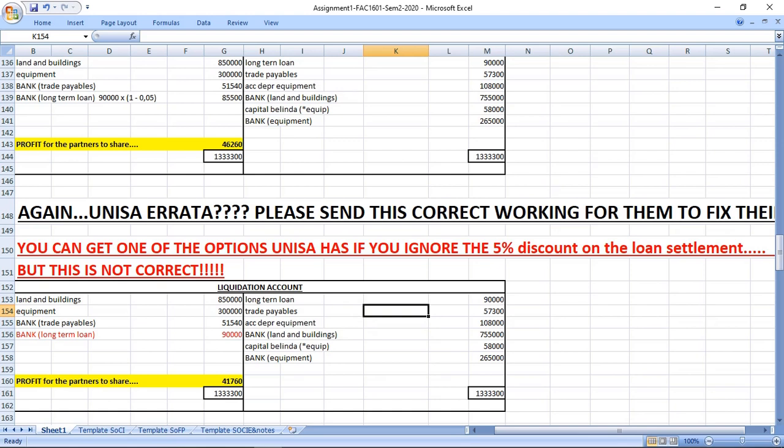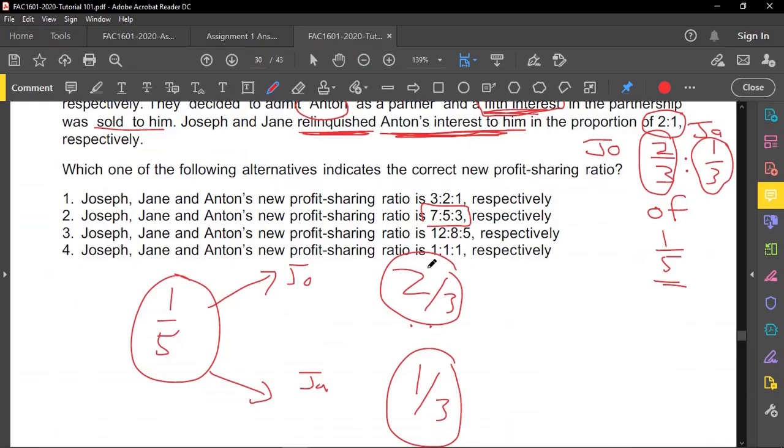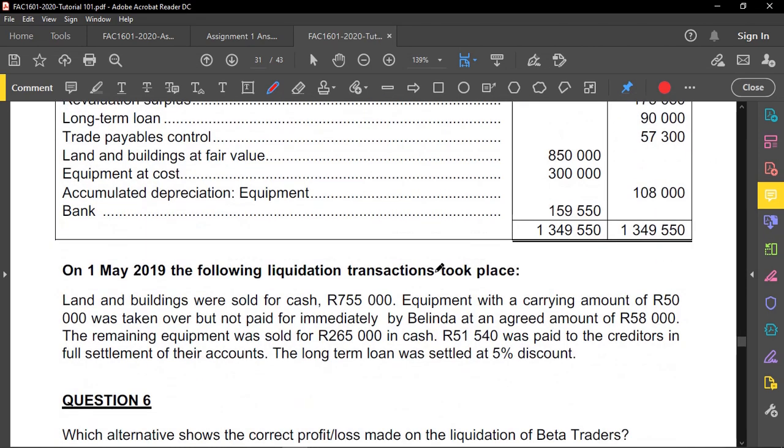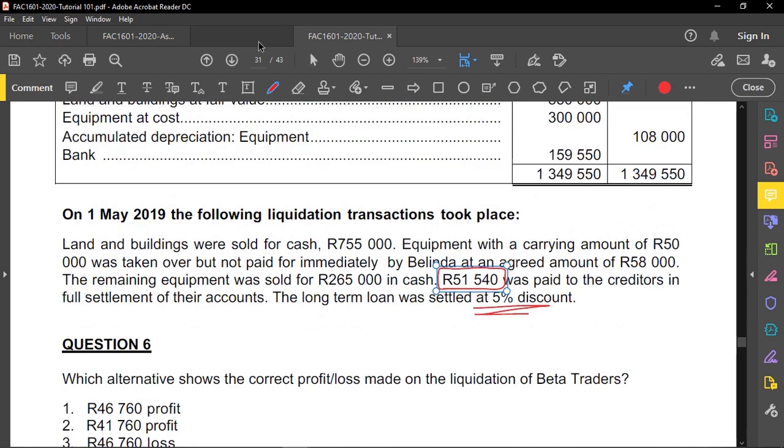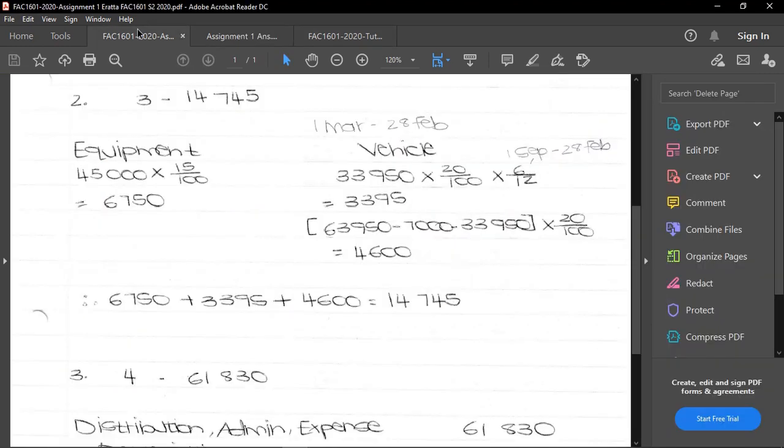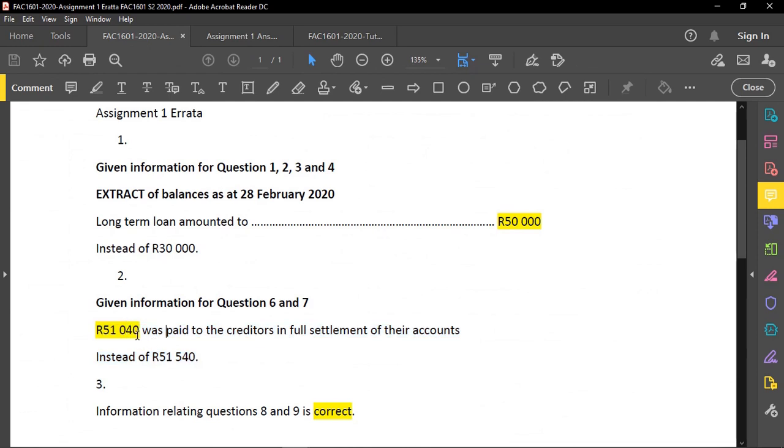Actually, let's go back to the PDF rather, and let's look at this here. Okay, so they said this amount is for the full settlement, not the 5%. That's what they're saying, right? Let's just read that again. 51040 was paid to the creditors in full settlement of their accounts instead of. Okay, instead of. So instead of means you're going to use this figure instead of this one.